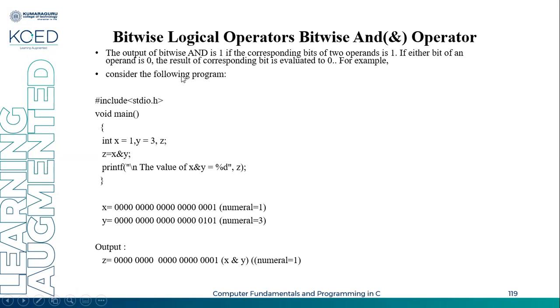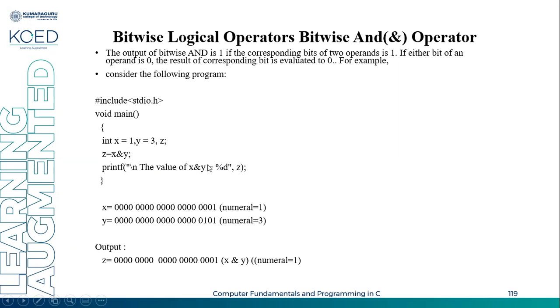For example, consider the program given below. Here, #include <stdio.h> includes the header file. Within void main, we declare integer variables x, initialized to 1, and y equal to 3, and z is another integer variable. Here z equals x & y. I am performing an AND operation between x and y and storing the value in the variable z, and printing the value of x & y equal to %d, comma z.